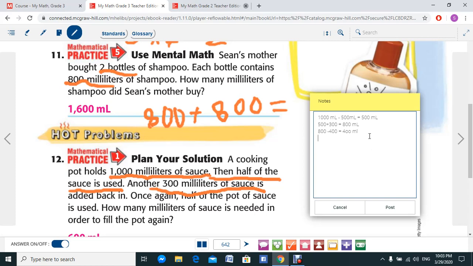So how many milliliters of sauce are needed in order to fill the pot again? They didn't ask us how many we still have. We know that the pot still has 400 milliliters. It can contain 1000 milliliters. So they are not asking about how much is still in the pot. They are asking about how much you need to fill it. So we need it to contain 1000. It only has 400. So we still need 600 milliliters to fill it.